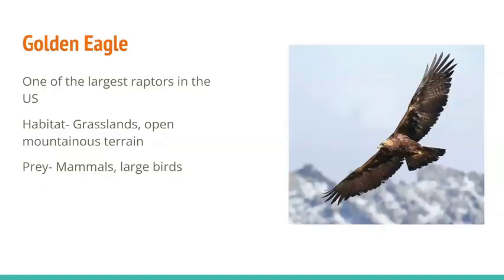So next up, we have a bird that is a visitor to Vermont, though as far as we know, not a current resident. That is the golden eagle. So they are comparable in size to the bald eagle. There's really not much difference between the two size-wise. For habitats, they tend to prefer open grasslands or open mountainous terrain. And their prey is typically mammals or even other large birds. They're also an opportunistic species that will scavenge, similar to bald eagles.